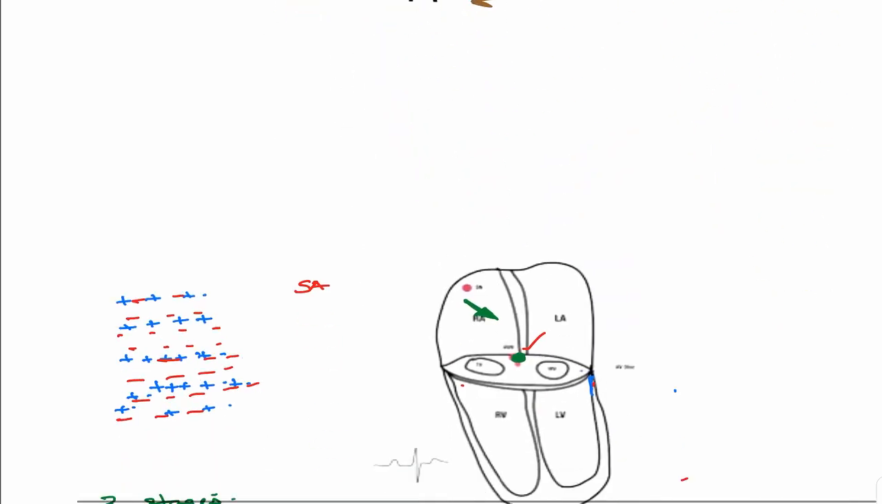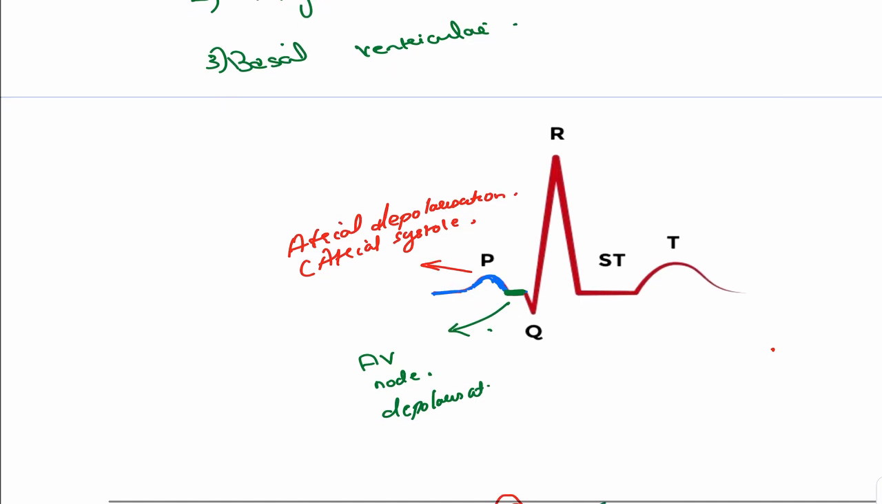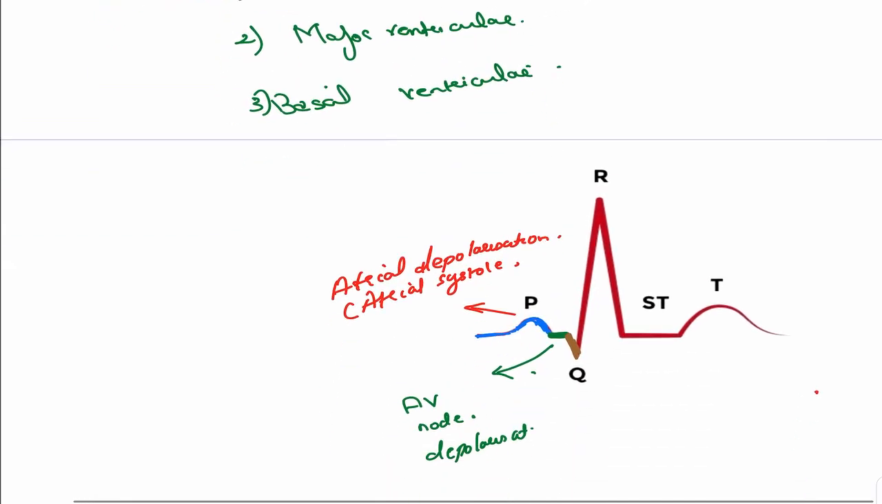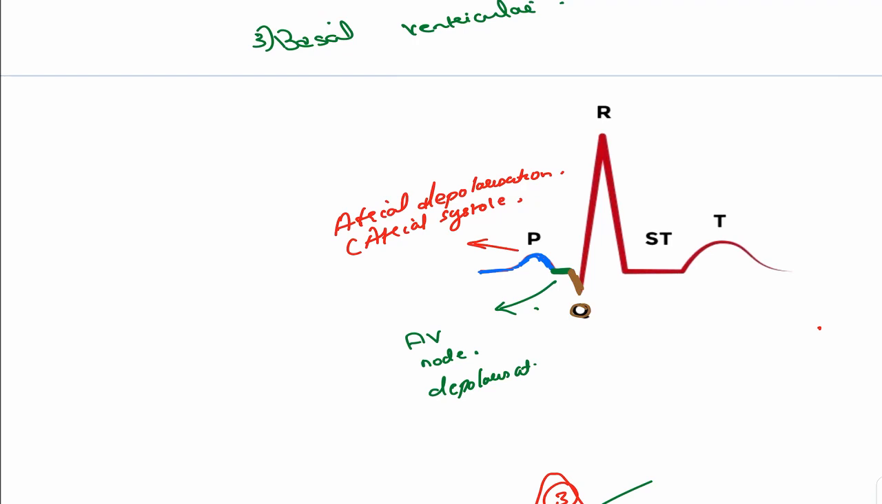So the deflection, positive into negative, is what? Negative. So the deflection will be negative. So you will see a negative deflection on this one. See, this is the negative. Sorry, I'll use some other color for this. So this is the negative deflection, which you will see on the ECG. Okay, and this is what is called the Q wave. And what does this Q wave signify now? Septal depolarization.